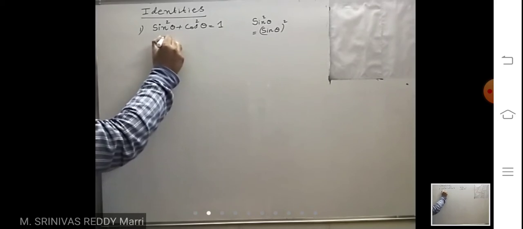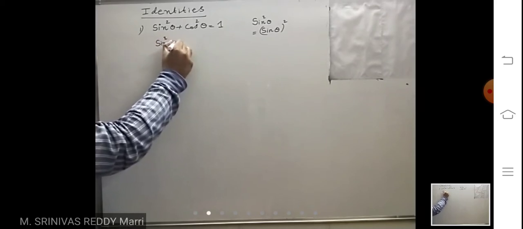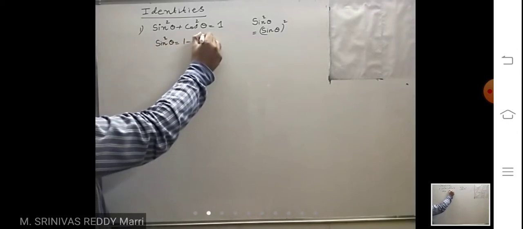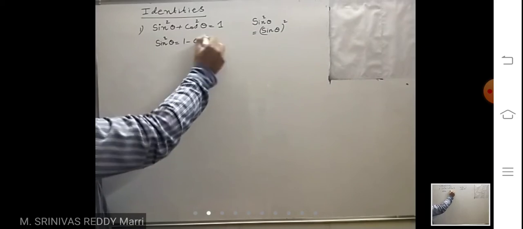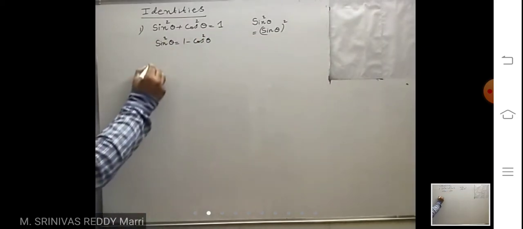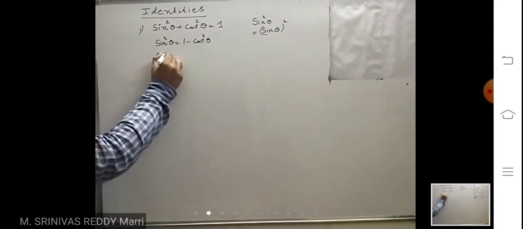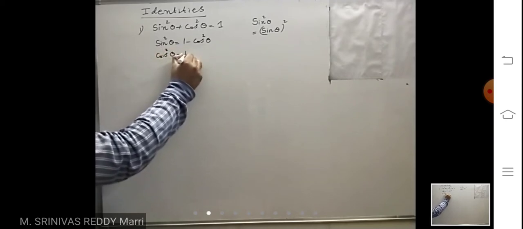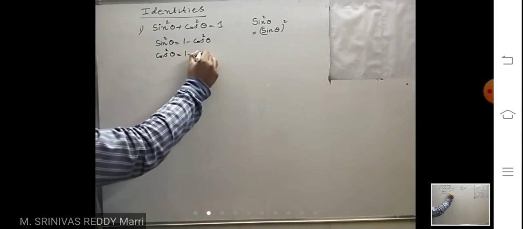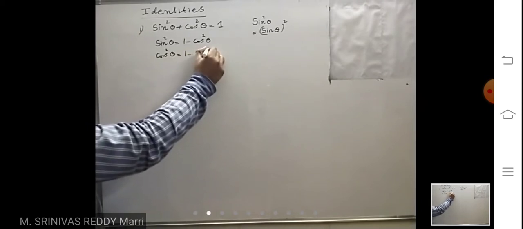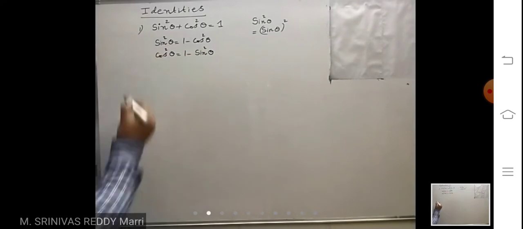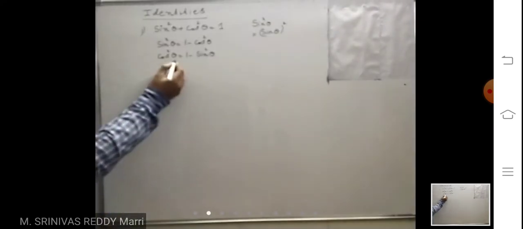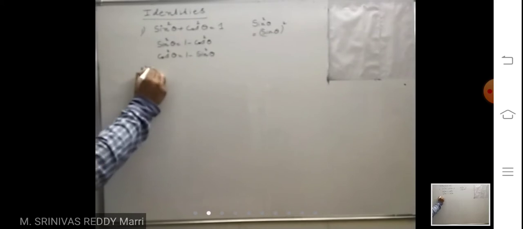So if you want to write sine square theta in terms of cos square theta, you have to write sine square theta equals 1 minus cos square theta. If you want to write cos square theta in terms of sine square theta, we have to write cos square theta equals 1 minus sine square theta. That is one identity.